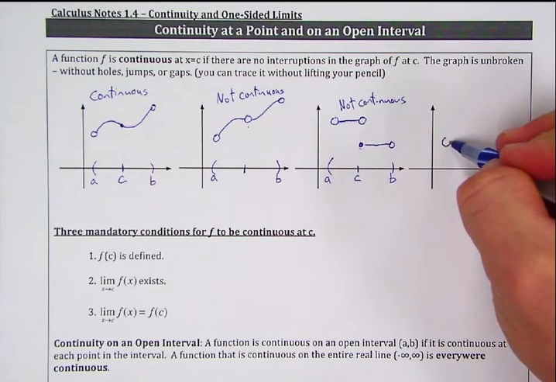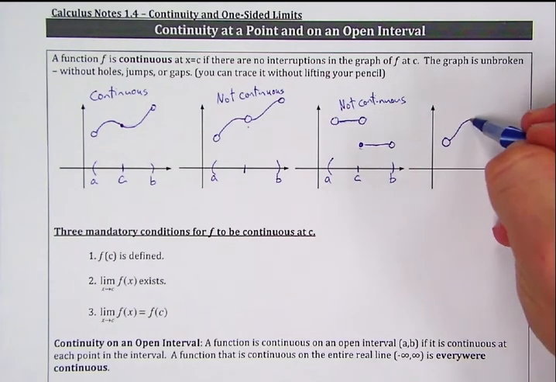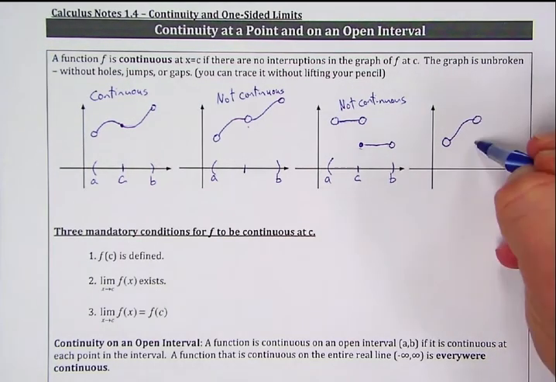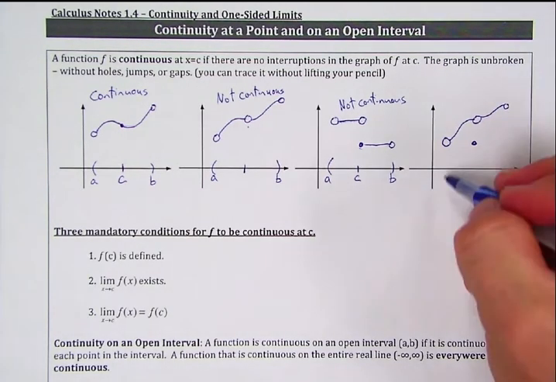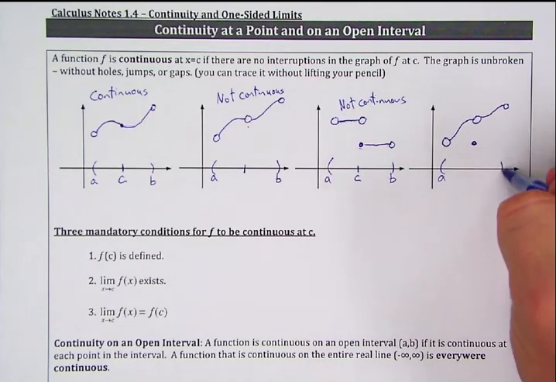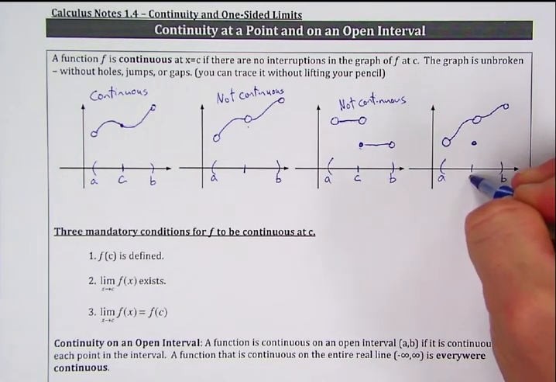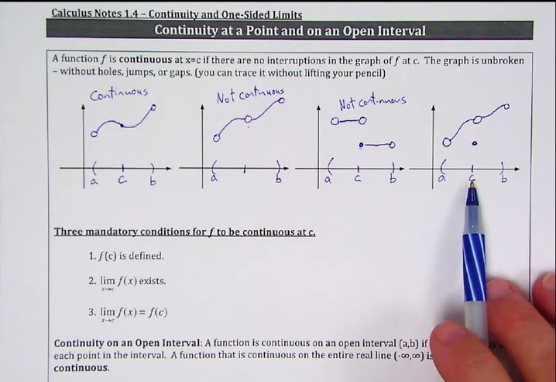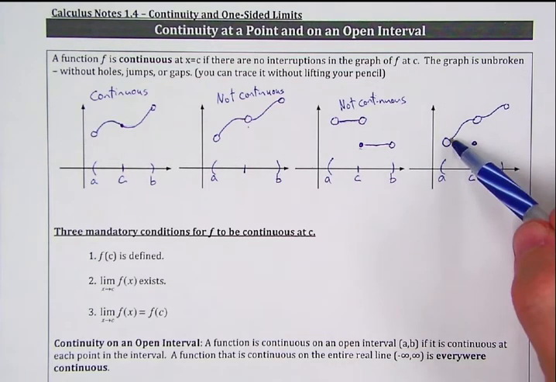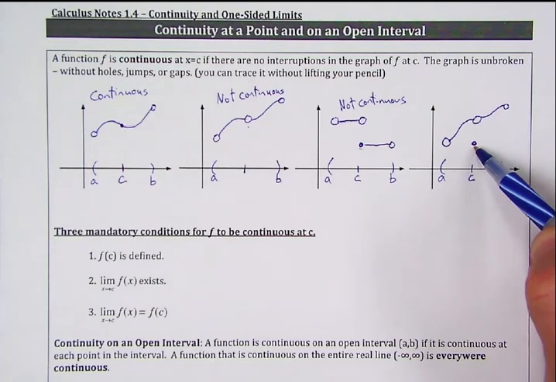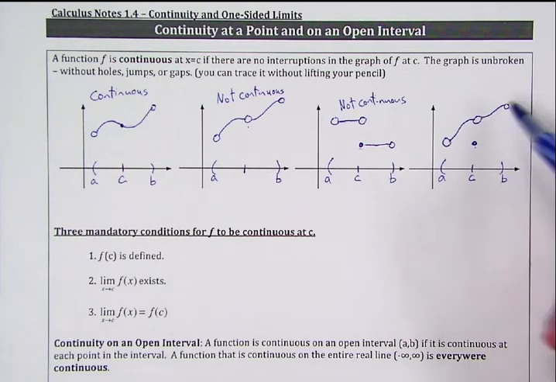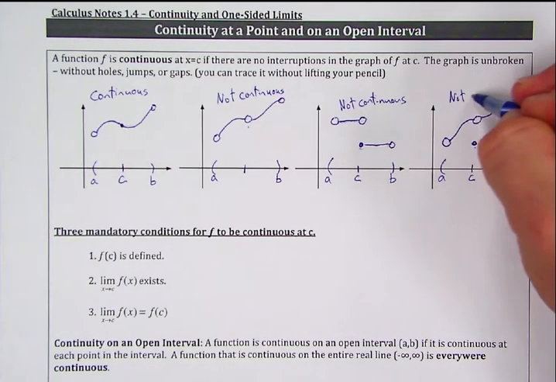And there's one other example I want to show you. We have a function here. So here, this function is not continuous at c, even though f of c exists, because as we trace this curve, we would have to jump down, plot that point, jump back up, and then keep going. So this is not continuous either.